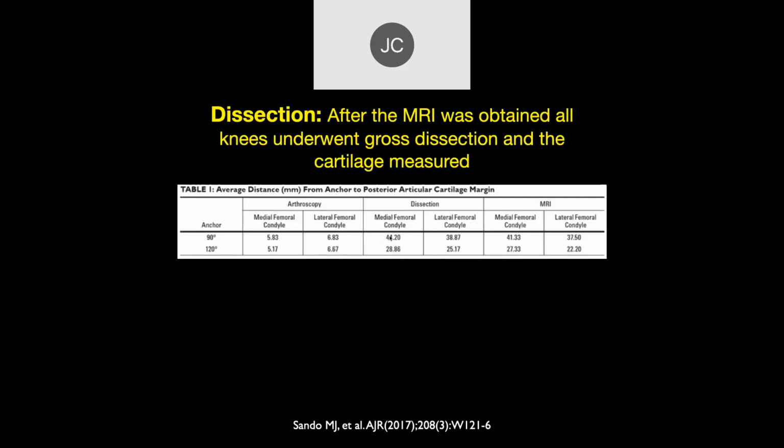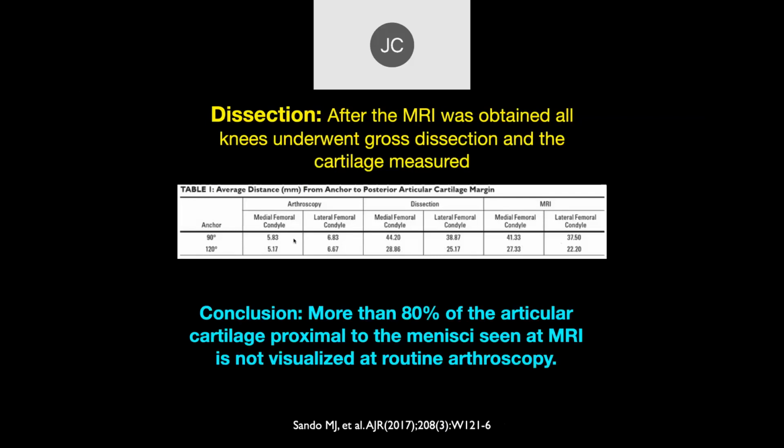So significantly more articular cartilage was there that wasn't seen by the arthroscopist on both the medial and lateral sides. And if you compare the MR scan to the gross dissection, MR was pretty close to the gross dissection. Both MR and gross dissection saw substantially more articular cartilage than was seen at arthroscopy. In fact, more than 80% of the articular cartilage proximal to the menisci, especially posteriorly, was seen at MRI but was not visualized by arthroscopy.